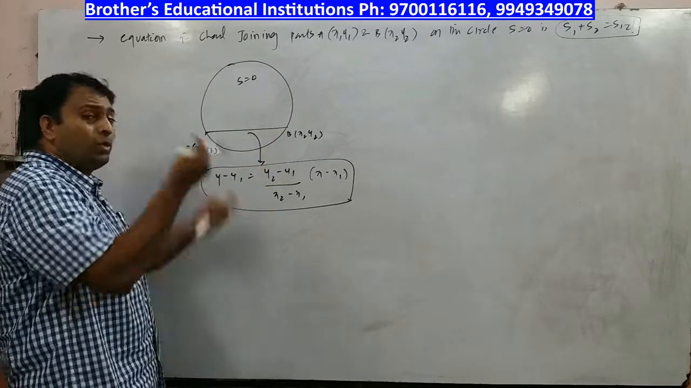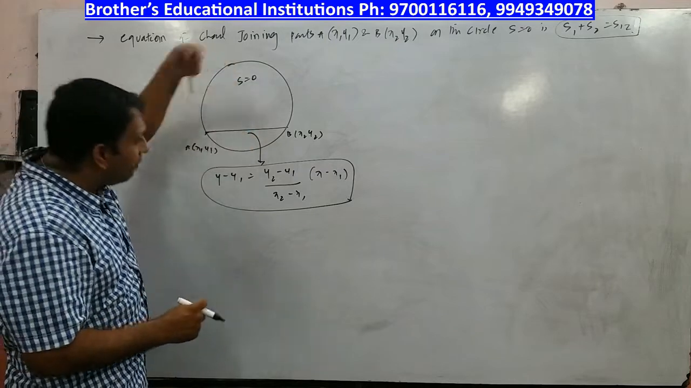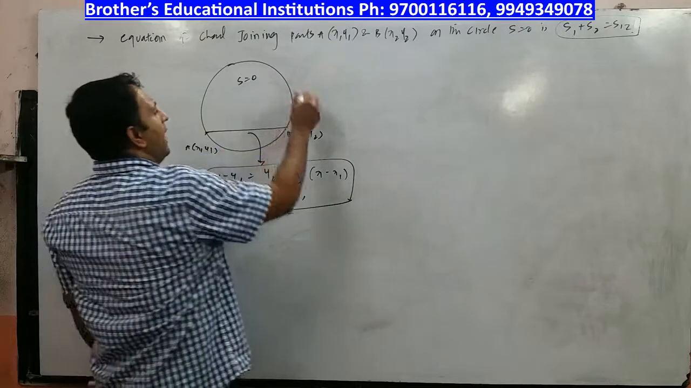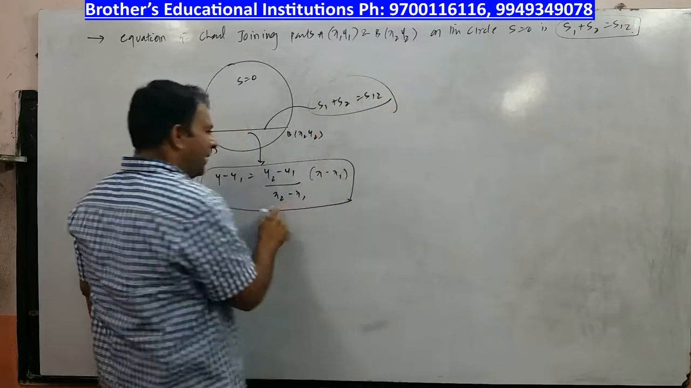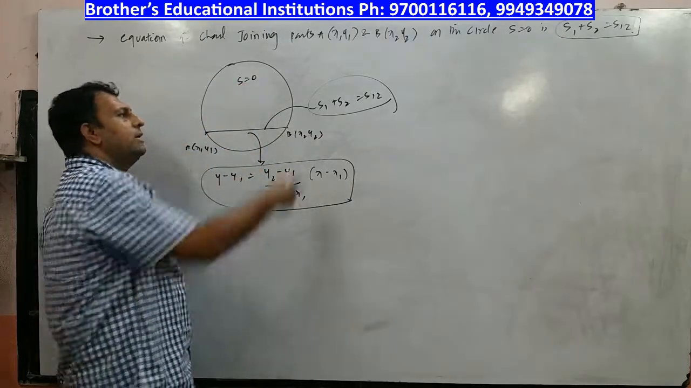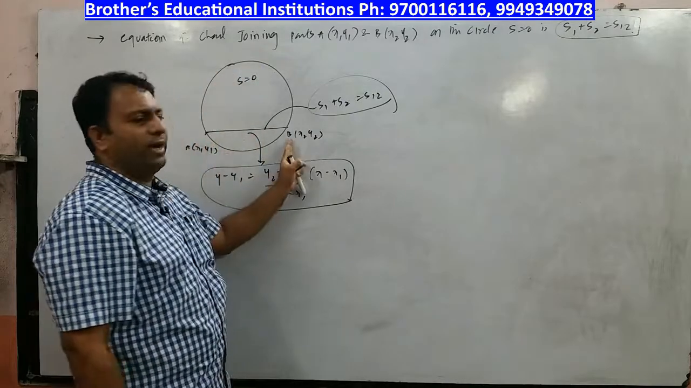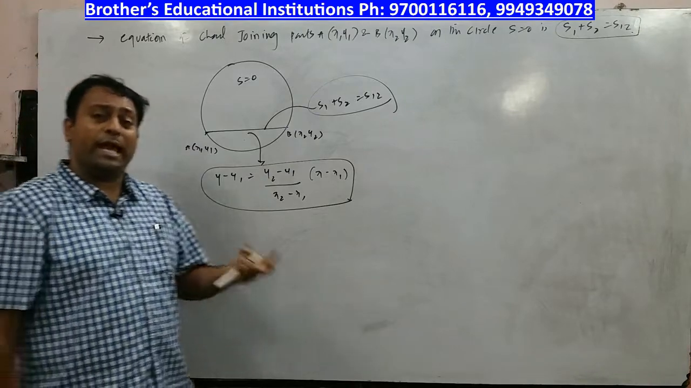But if I want to involve the circle and get the equation of the chord when 2 points are given to you, the formula is S1 plus S2 is equal to S12. Practically speaking, there is no requirement when 2 points are given to you. But if I want to involve the circle, then you have to use it in this way. So, equation of chord joining points (x1, y1) and (x2, y2) to the circle S = 0 is S1 + S2 = S12.